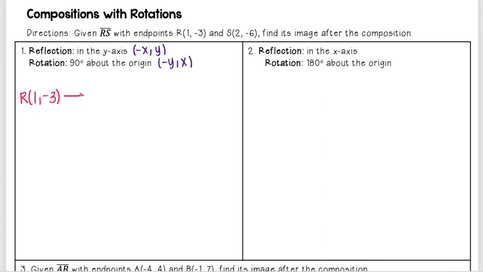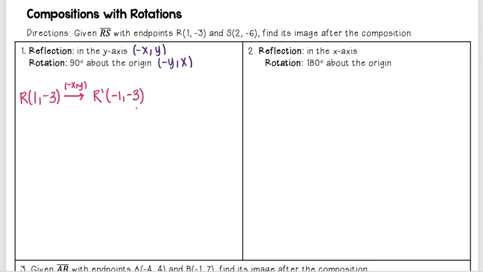So I'm going to first reflect it. I'm going to write that rule up right above this arrow. So I'm taking (negative x, y) because I'm reflecting it in the y-axis. That means negative x, so I'm going to take the opposite sign of x, which is positive, so now it's going to become negative. And then y stays the same.